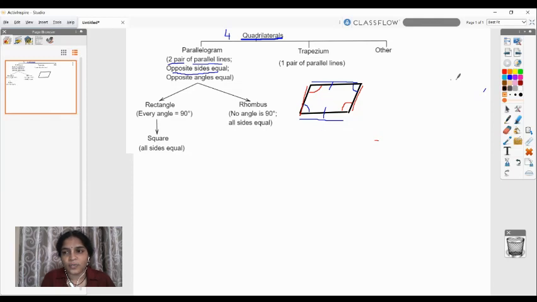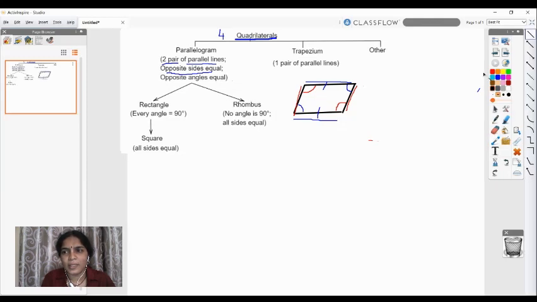Now, what if we had only one pair of lines parallel? That means we have this and we have this. The other pair of lines, say this one, is not parallel to that one.